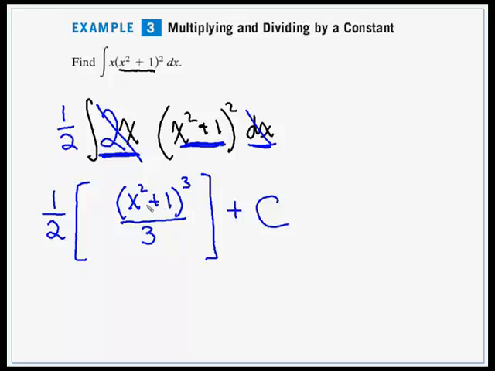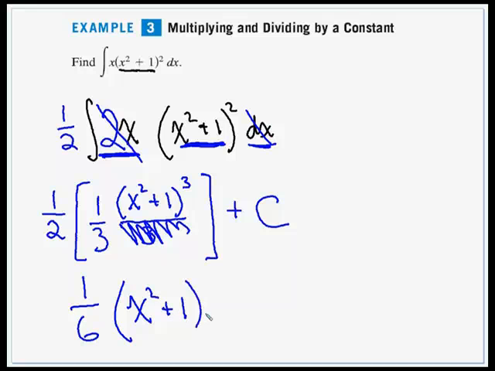And we can clean this up a little bit. This divided by 3 is the same thing as a 1/3 out front. And we can just multiply these fractions together. 1/2 times a third is a 1/6. And we have our quantity, x squared plus 1, quantity to the third. And you might think, should we distribute that 1/2 to the c also? Well, you could, but remember, c is just an arbitrary constant. It's some number, we don't know what it is. If we multiply that number by 1/2, it's still just an arbitrary constant, and we don't know what it is. So there is our antiderivative.